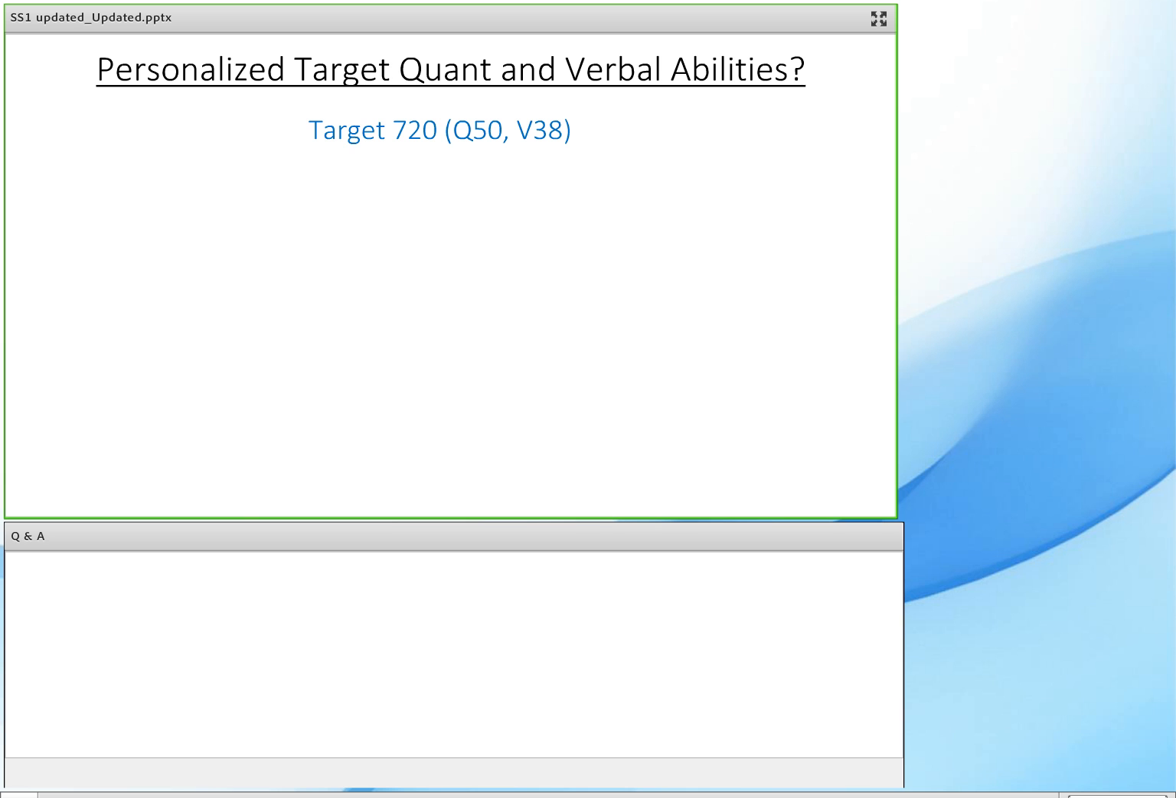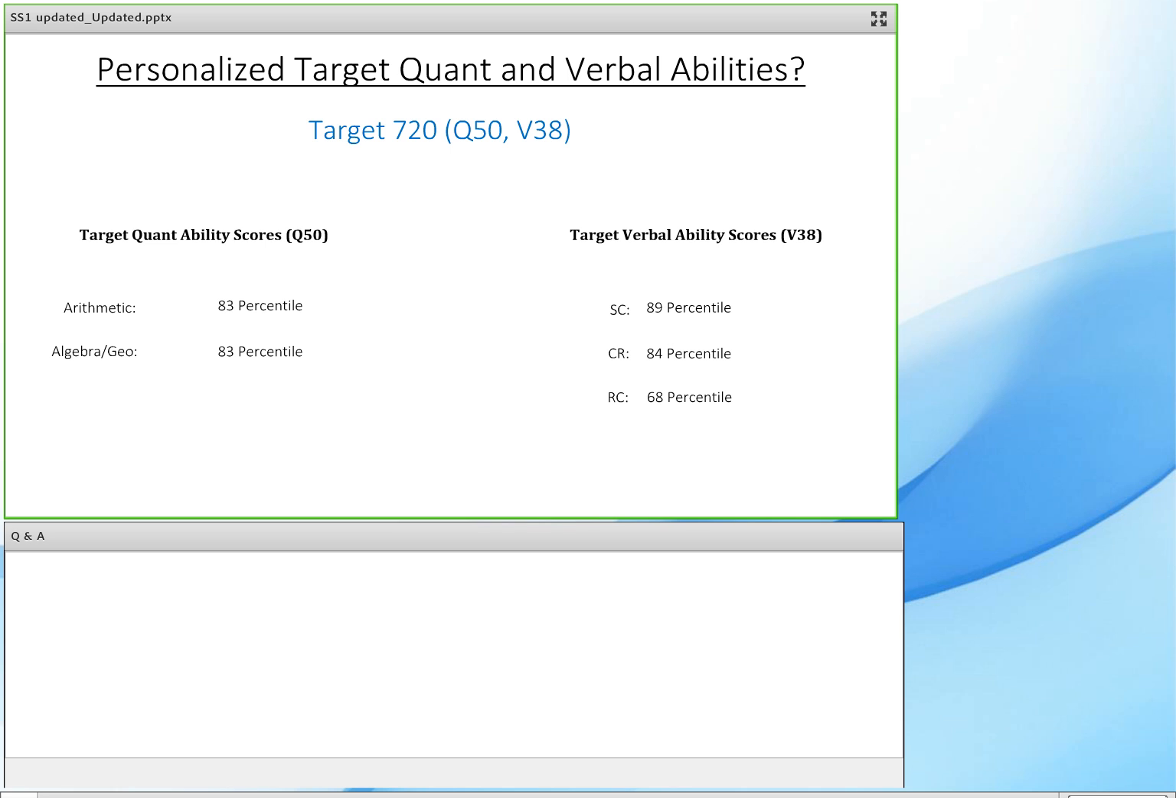So when that happens, it tells you how you can get to a certain quant and a certain verbal score. Let's assume we take the Q50 and a V38. It'll tell you how you can get to a Q50, how you can get to a V38, and this is done based on your starting scores on verbal subsections and quant subsections. So there's a neural engine running here that recommends the shortest path to get to that Q50 as well as a V38.